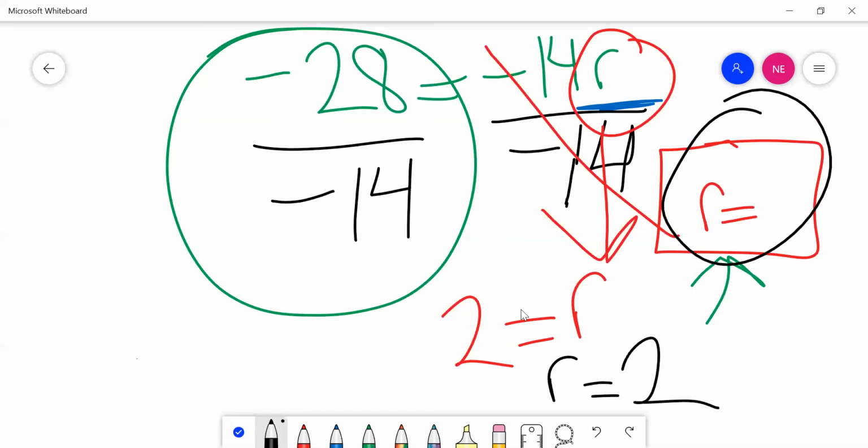So I hope you guys enjoyed and had fun with this amazing and quick way to solve equations with the variables on each side.